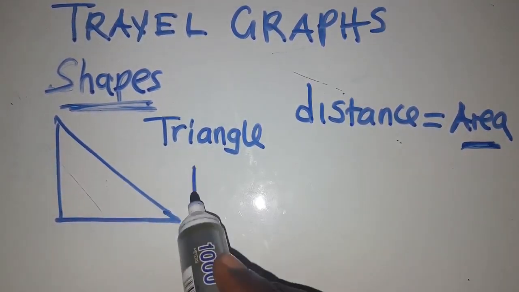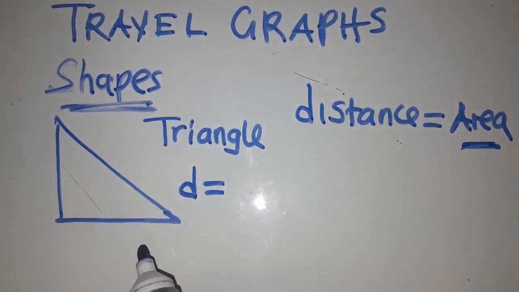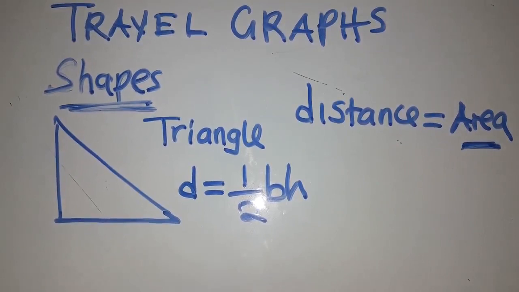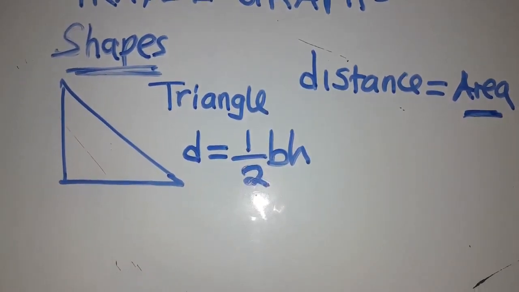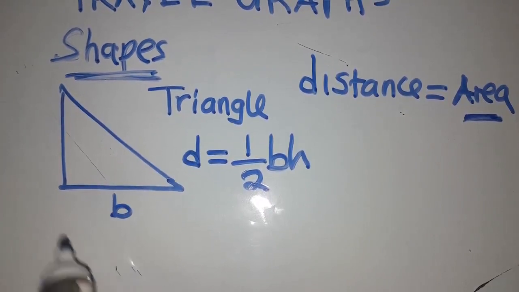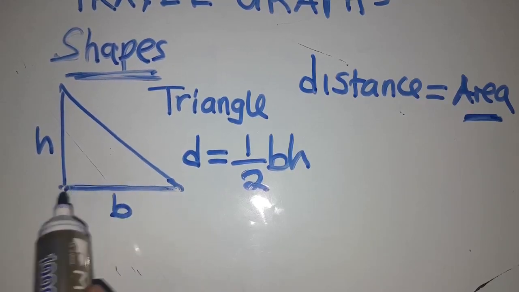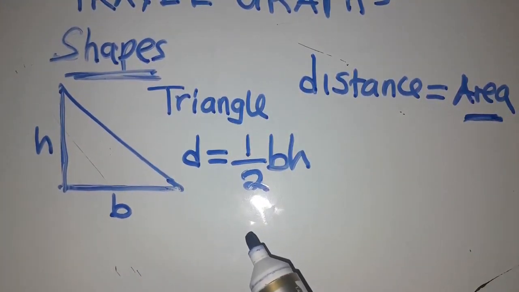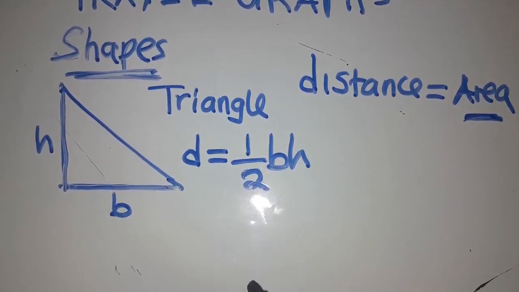So distance is equal to the area of a triangle. This is the right angled triangle. What is the area of a triangle? It is half BH. Half BH, where the base is this one, from here to there, and this is the height. This is the formula that you need to know and understand.